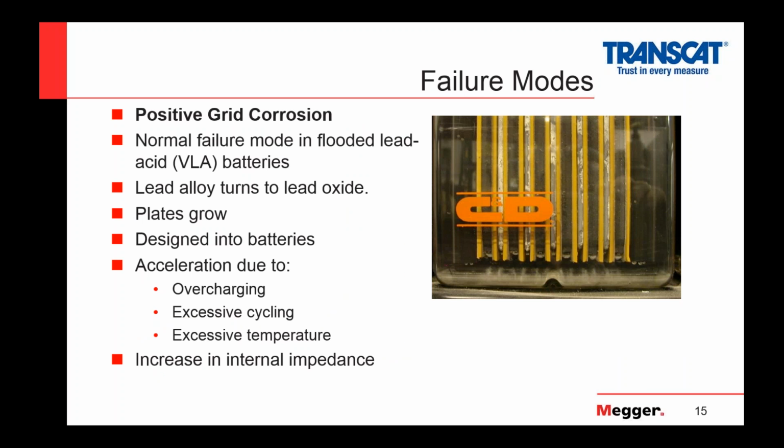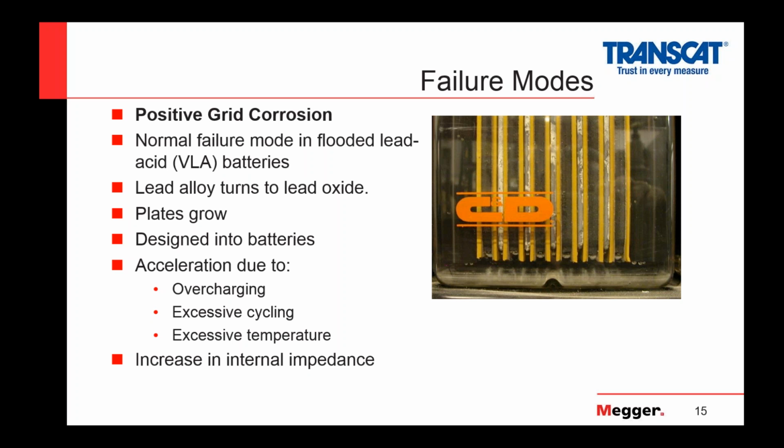Positive grid corrosion. This is the normal failure mode in a flooded lead acid or vented lead acid battery. In this failure mode, the lead alloy turns into a lead oxide. Now, if we think about it, we're losing active material when this happens, because the lead alloy, again, is turning into a lead oxide.